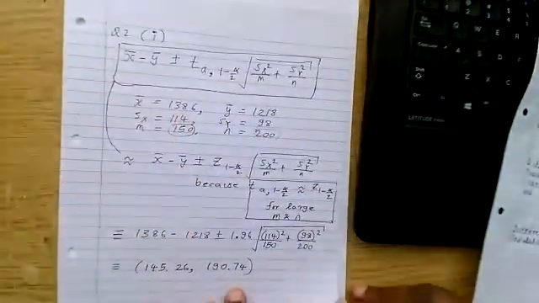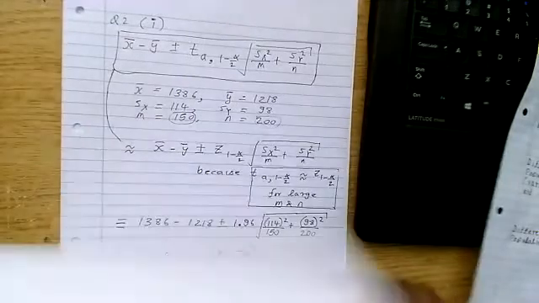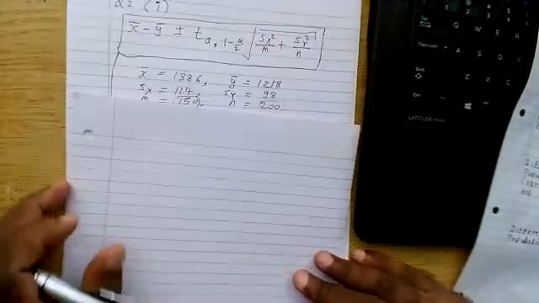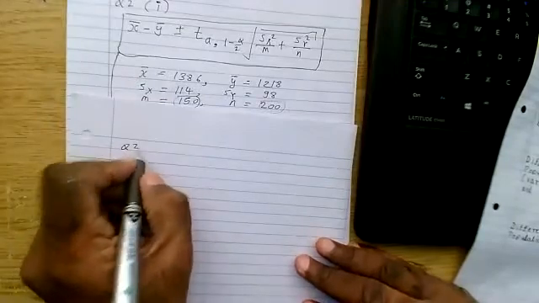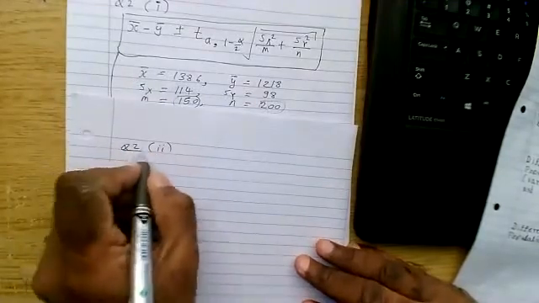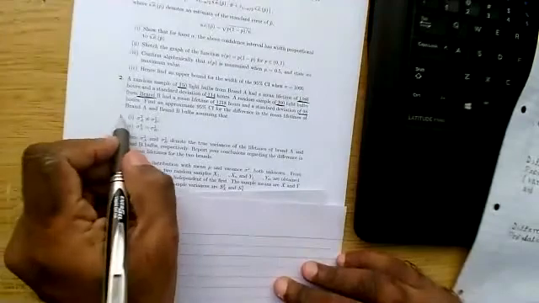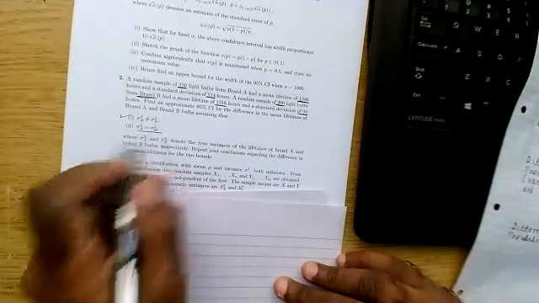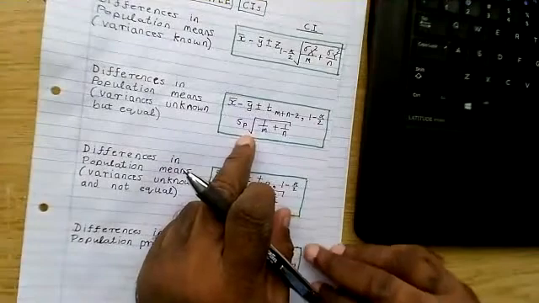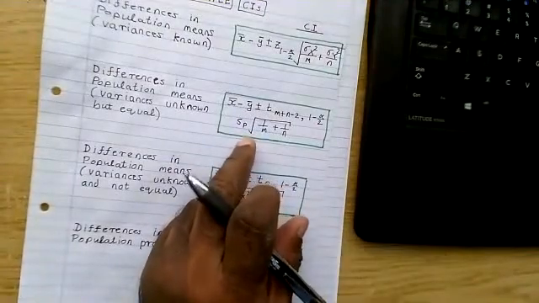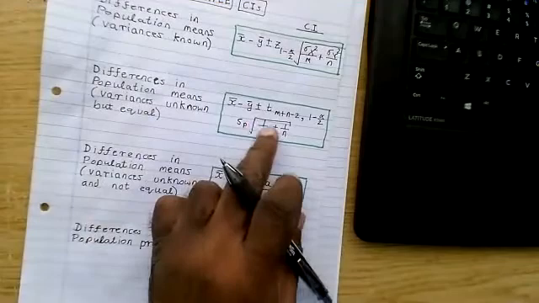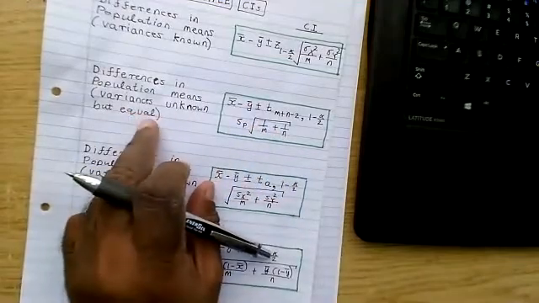All right, now part two. Let me now show you how to do part two. So this is question two, part two. In part two, you should go back to the question, guys. We are assuming that the variances are equal. So to do part two, we need to use this formula here, because this is the only formula where we are assuming that the variances are equal.